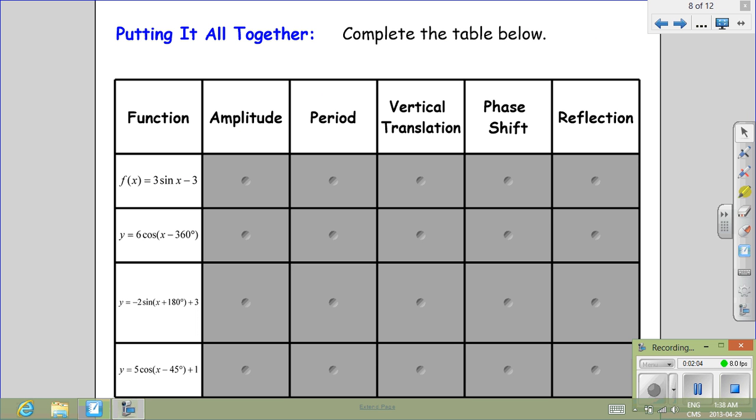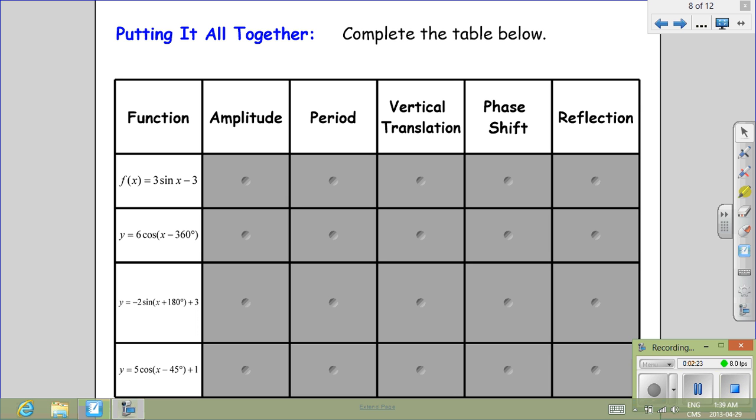We're going to do a table just like we did with quadratics, and we're going to talk about what the amplitude, the period, vertical translation, phase shift, and the reflection are. Now keep in mind, the only thing we have graphed is a period of 360 degrees for the sine function. That's never going to change in this course.